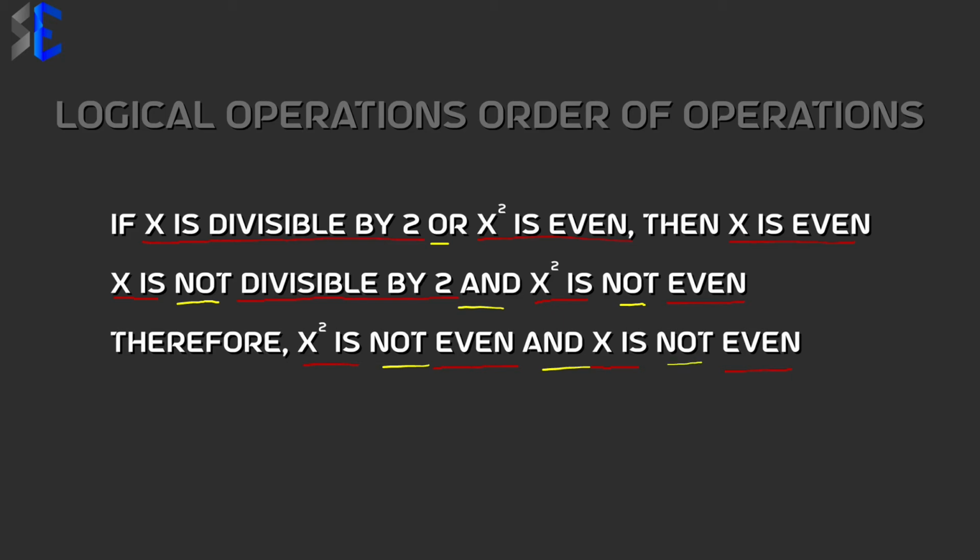So now let's just go ahead and assign these their own individual variables. So let's say that x is divisible by 2, we'll represent that as p. X squared is even, represent that by q. And x is even, that's going to be, let's just say r. So x is not divisible by 2. Well, if you look up here, we have x is divisible by 2. So remember the not symbol is just a tilde. So all you do is just put not p.